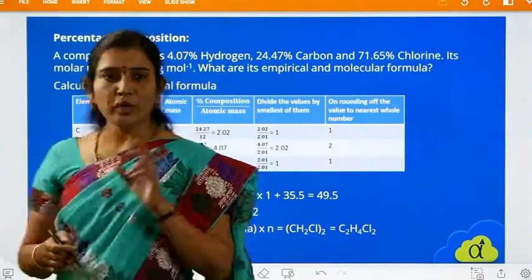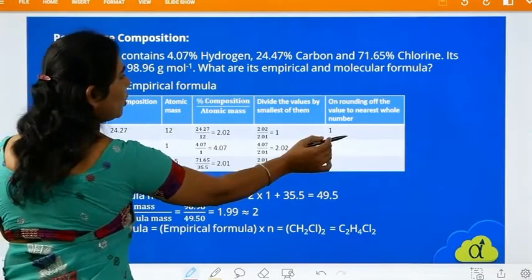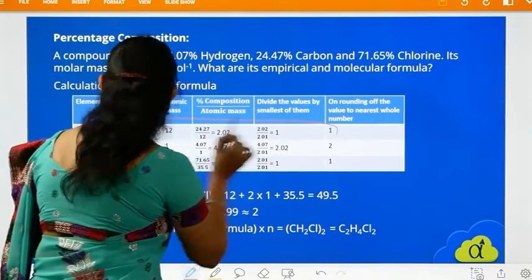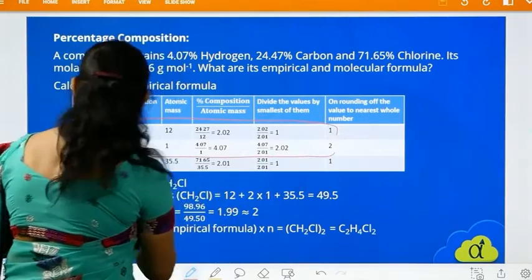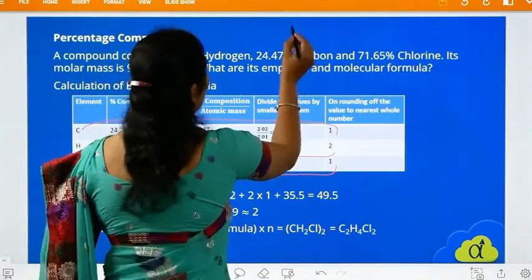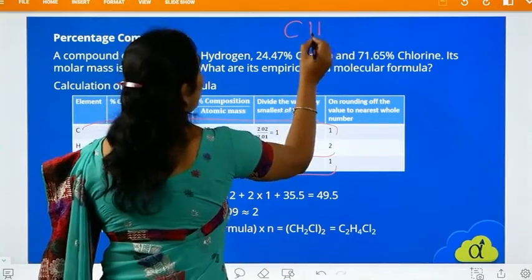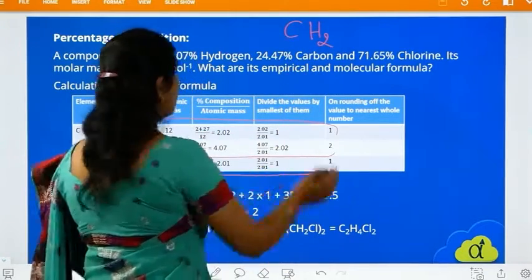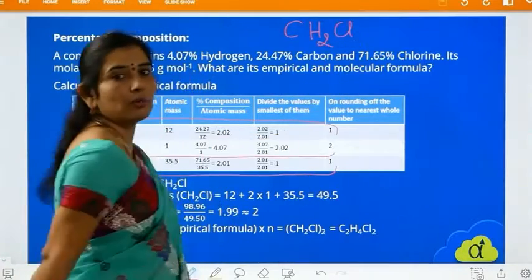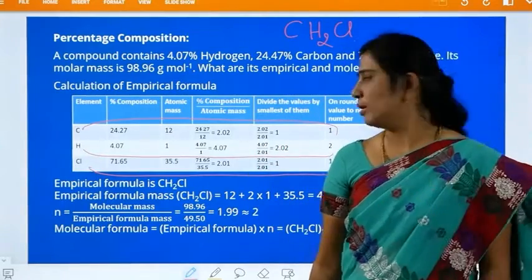Now, you can write the empirical formula. See, directly now, relate each element to the nearest whole number. So from this, carbon 1, hydrogen 2, right? Then chlorine 1, right? So what you can write now? Carbon 1 carbon atom, hydrogen 2, CH2, right? Chlorine 1, Cl. So this we call the empirical formula. Like this, you can calculate the empirical formula.